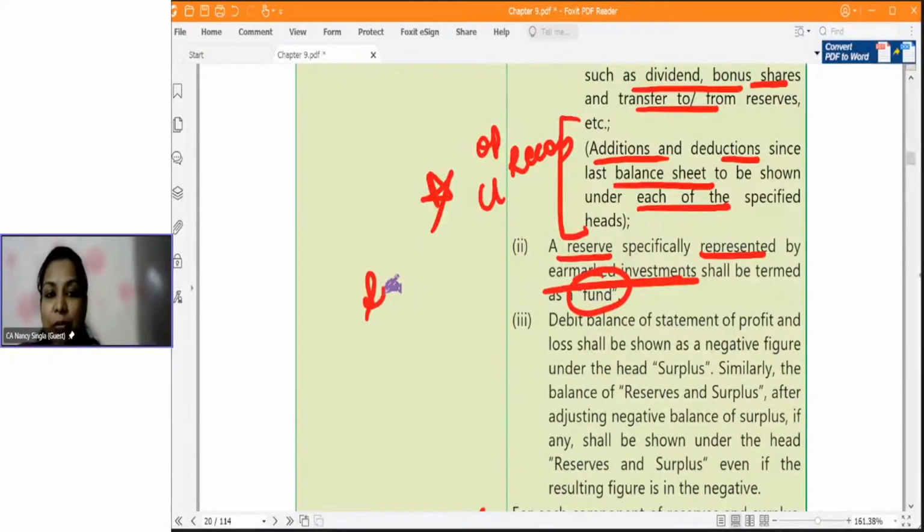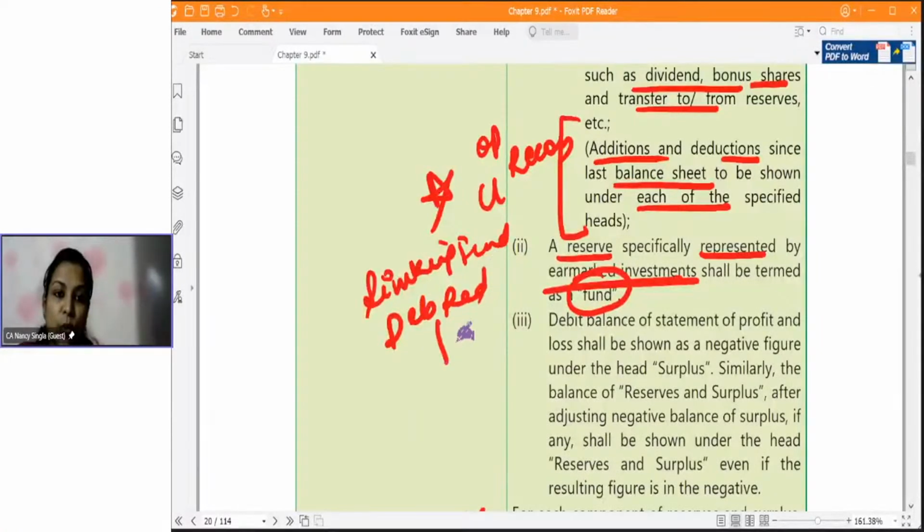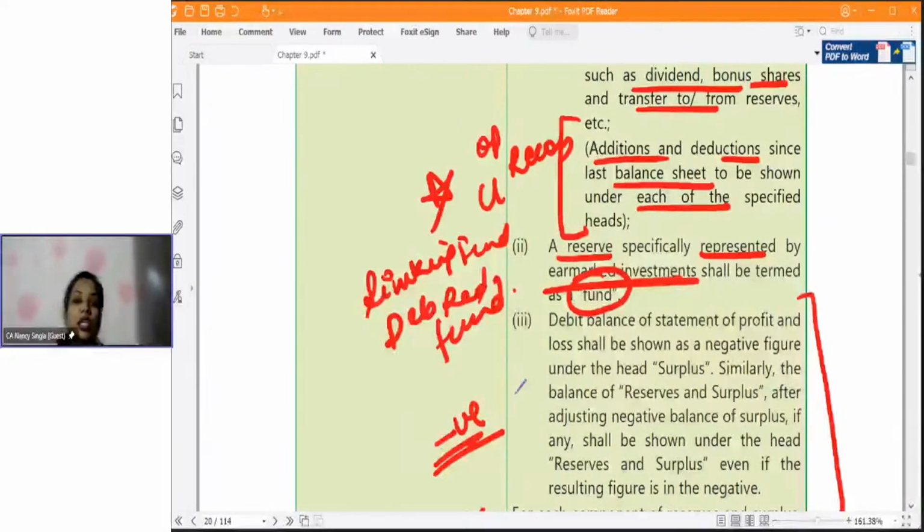I gave example of what? Sinking fund or your debenture redemption fund. So where any amount has been separately marked, reserved for some specific purpose, so that shall be shown as the fund. And the last point says that if the P&L is having a negative balance, then also it needs to be shown under the head surplus, reserve and surplus only. आप उसको asset side पे नहीं लेके जाओगे.